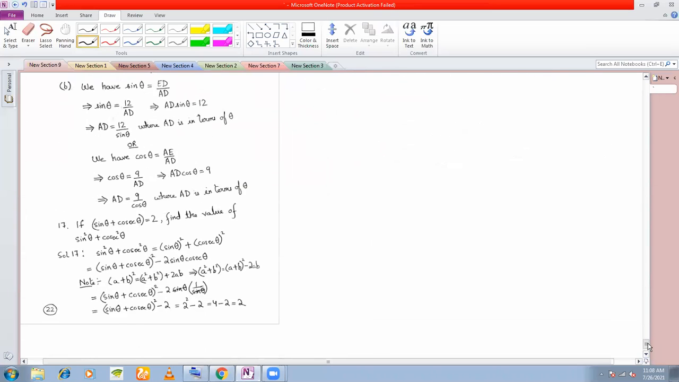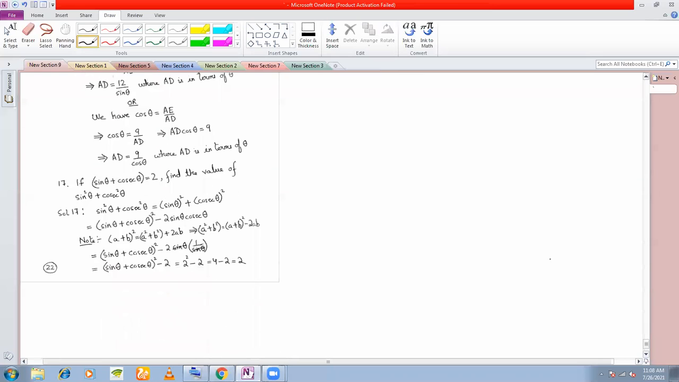Okay. We come to the last question now. From this 17. Now for this we shall use this identity: a plus b whole square is equal to a square plus b square plus 2ab. You know this, right? From your expansion. Now see here, if a plus b whole square is equal to a square plus b square plus 2ab, what can you write if you take 2ab on the other side? What do you get?